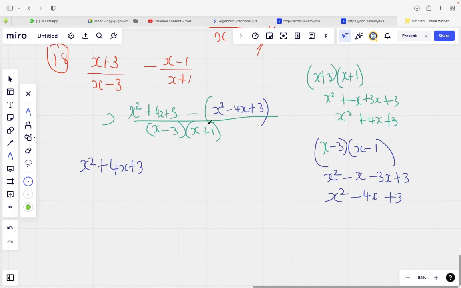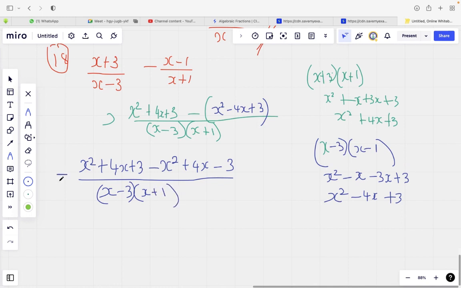Minus 1 multiplied by x squared, we get negative x squared. Then this minus multiplied by negative 4x, we get positive 4x, because negative multiplied by negative becomes positive. Then this negative multiplied by this positive 3 becomes negative 3. Then over the denominator, which is x minus 3 in one bracket and x plus 1 in another bracket.